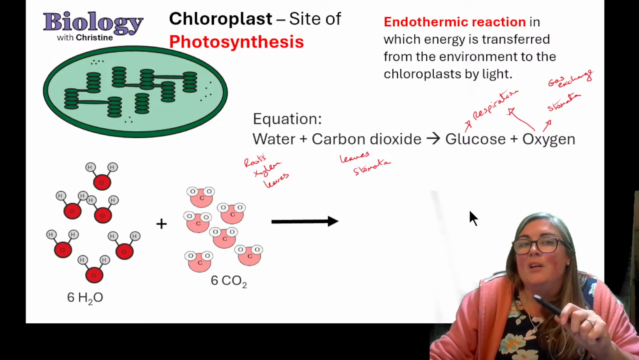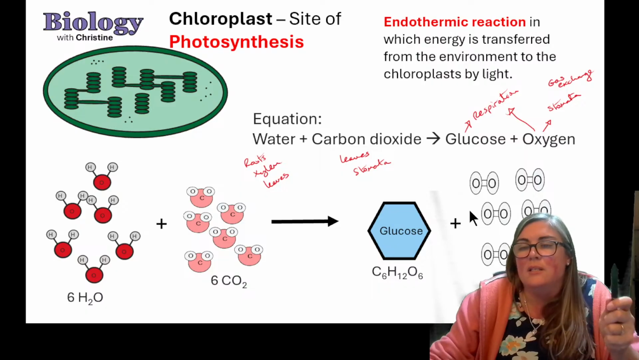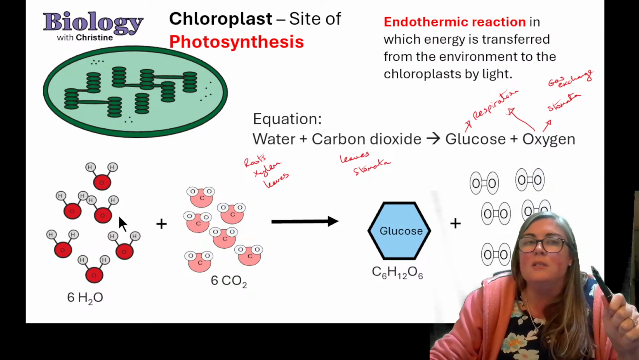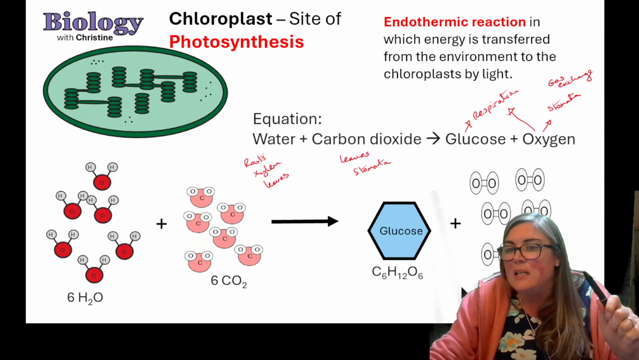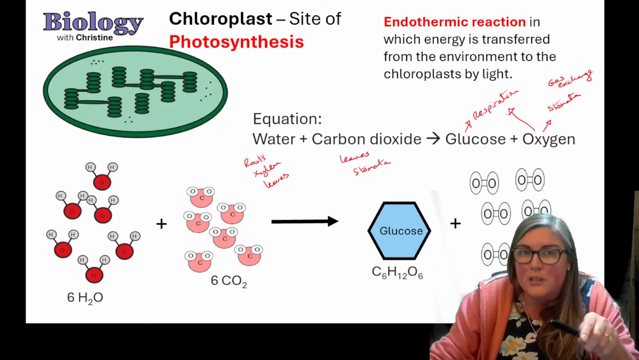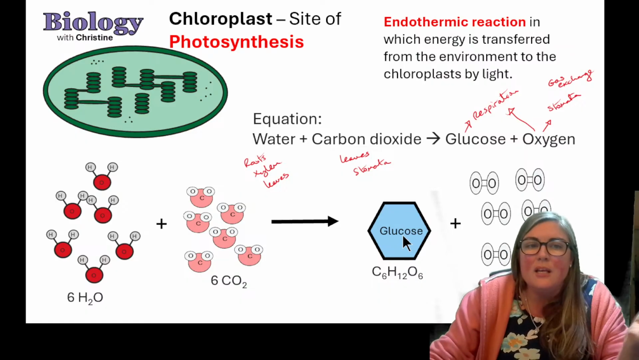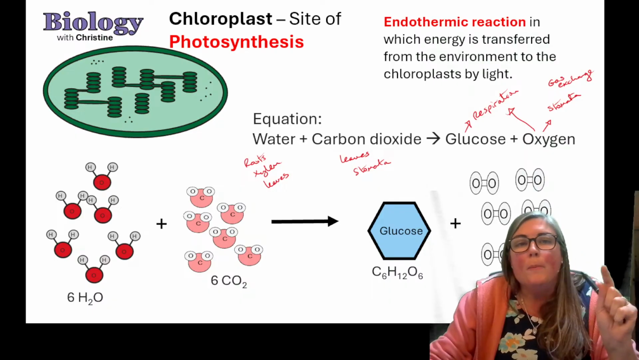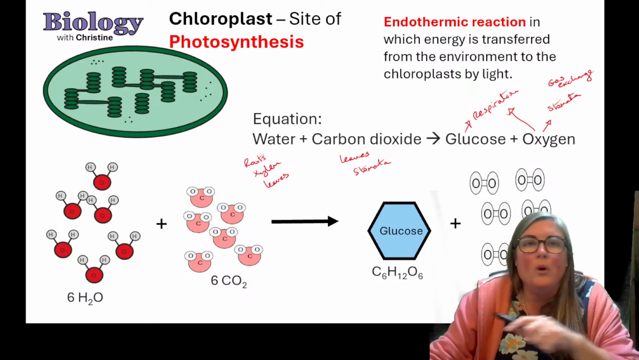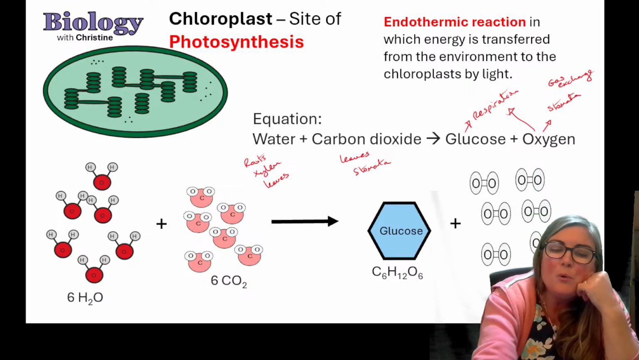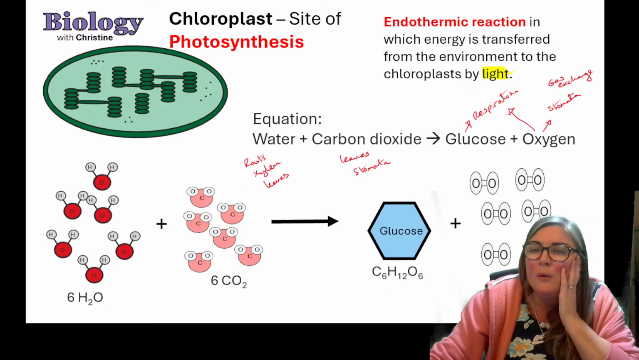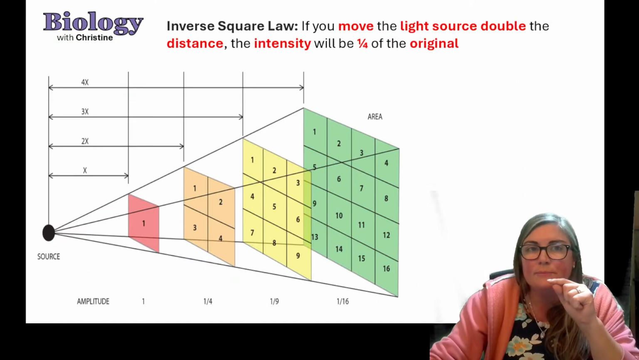So we have to remember our sixes. We cannot forget about our sixes because we're going to be making glucose here, a C6 molecule. We need 6 carbon dioxide, we need 6 water, and we are going to produce 6 oxygen. So chloroplast, site of photosynthesis, here's my equation. I need to be able to balance it, but what is missing? What have I not really spoken about? I've not spoken about the light very much. So I need to now bring in light and talk about what happens with light.